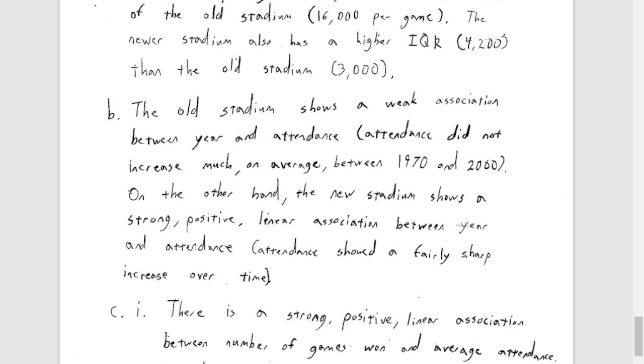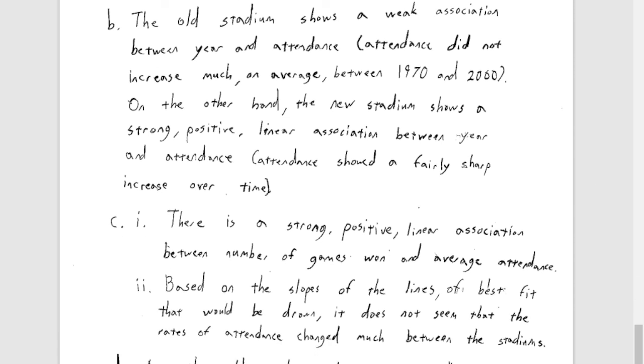Graph 2 shows graph 1, but also indicates the old and new stadiums. Does graph 2 suggest that the rate at which attendance changes as the number of games won increases is different in the new stadium compared to the old stadium? So, the rate that something goes up by, slope, rate of change. Based on the slopes of the lines of best fit that would be drawn, it does not seem that the rates of attendance changed much between the stadiums. In other words, the slope of the regression line would be about the same if I drew it for just the old stadium points or just the new stadium points. The slopes wouldn't be all that much different.